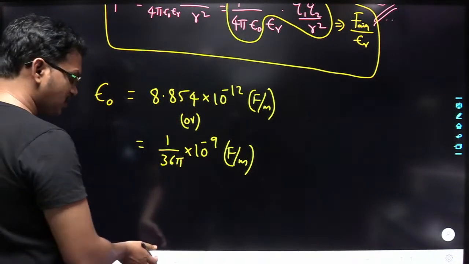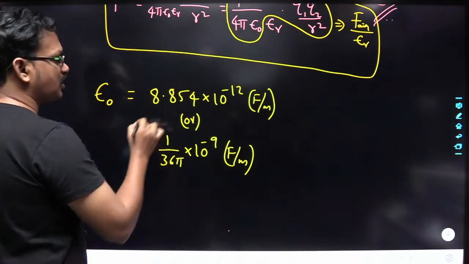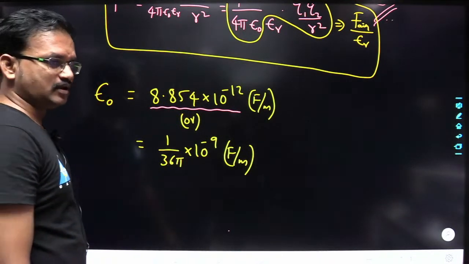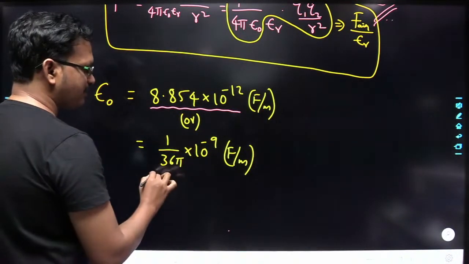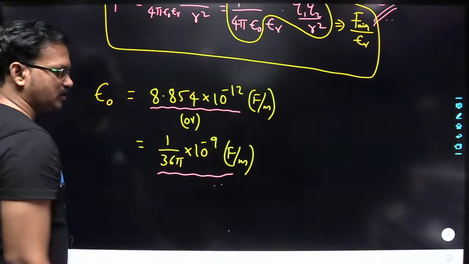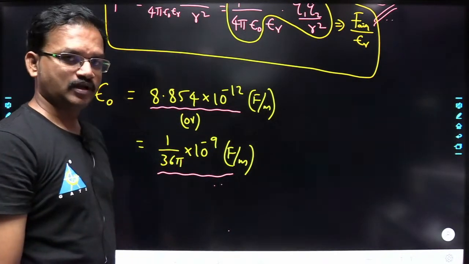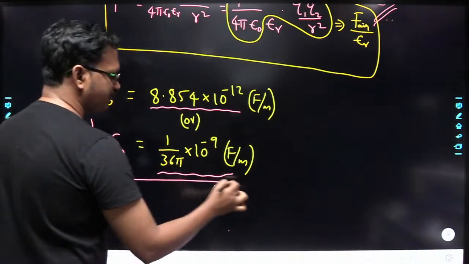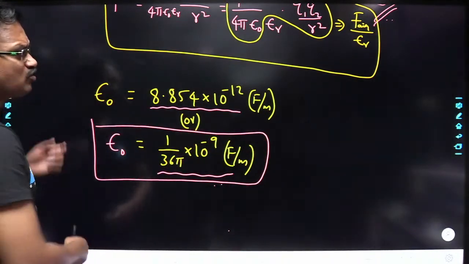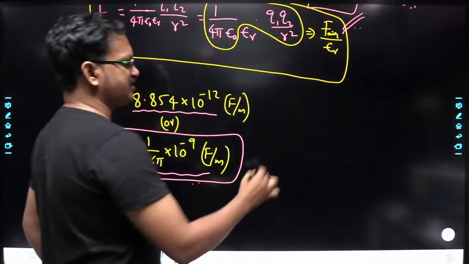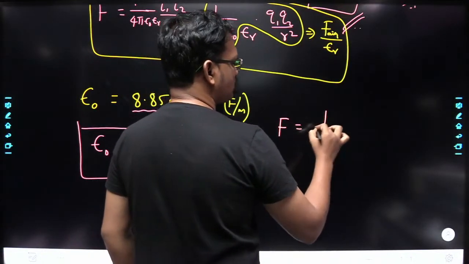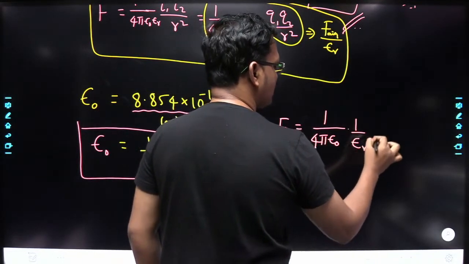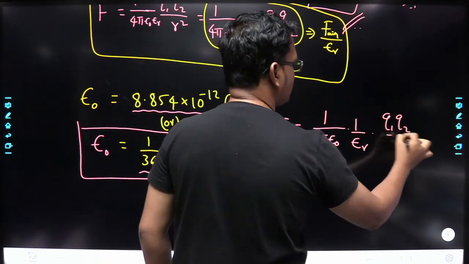So instead of representing epsilon naught as 8.854 into 10 power minus 12 farad per meter, you can represent it as 1 by 36 pi into 10 to the power of minus 9 farad per meter. In this manner, always try to represent the permittivity of free space. Why? Because whenever you write the expression, you have 1 by 4 pi epsilon naught into 1 by epsilon r into Q1 Q2 by r square.